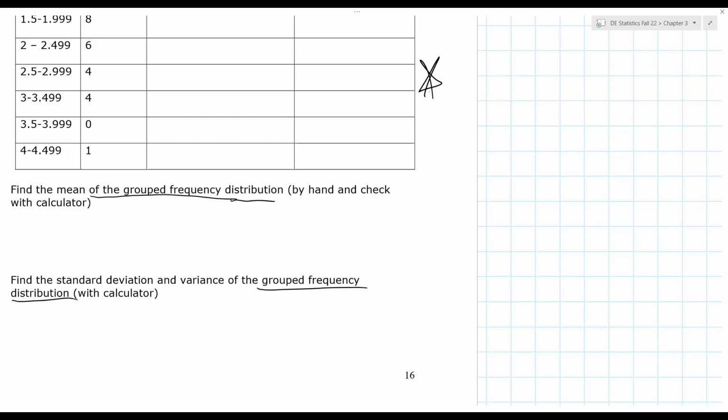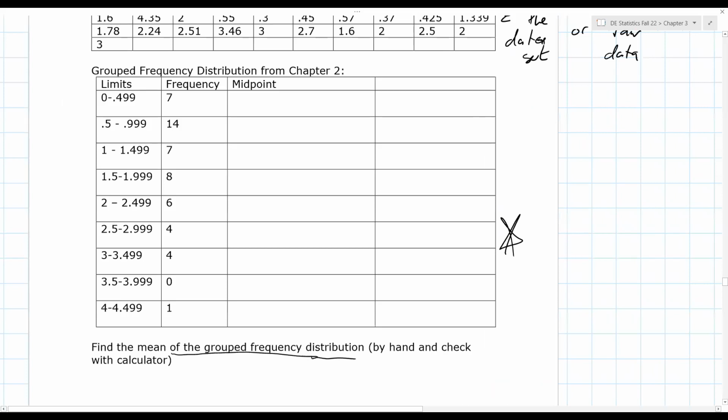So be careful when you're reading the question to understand where you're supposed to get your data and what it's actually asking. Those are two different things. From the data set or from the raw value, use the actual data. If it says from the frequency distribution, then use the frequency distribution, even if we have the raw data. So we go through and find all of our midpoints.